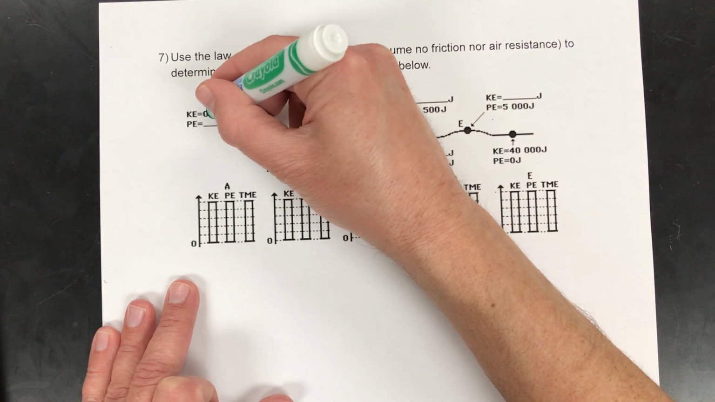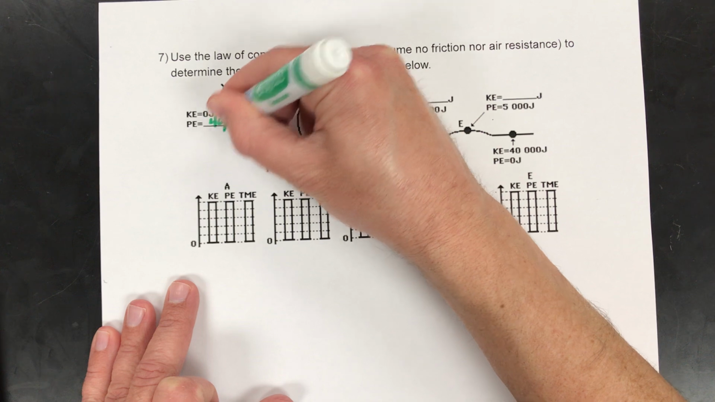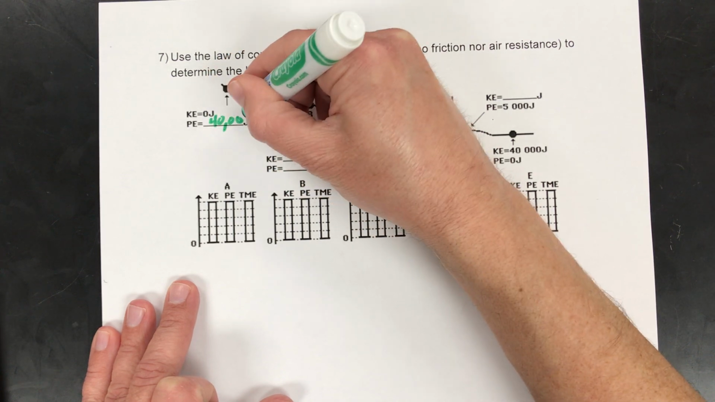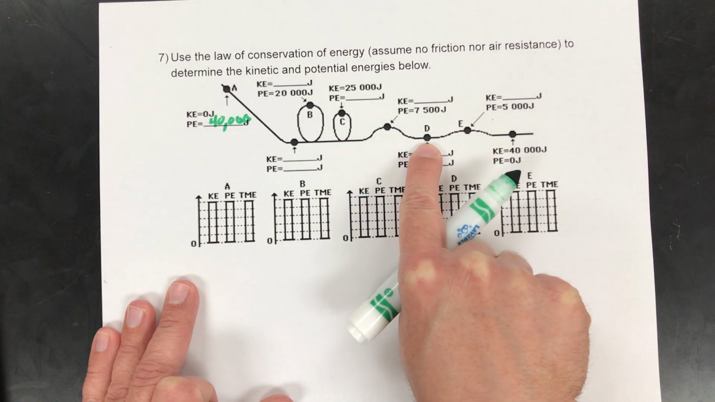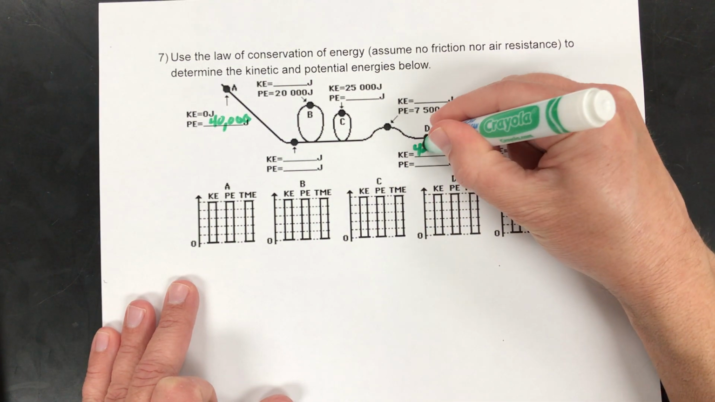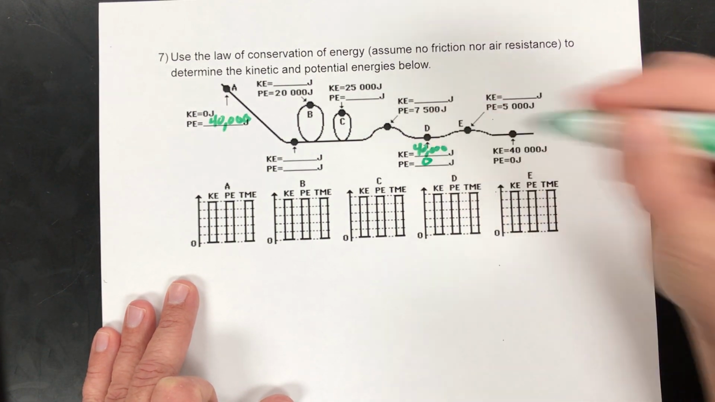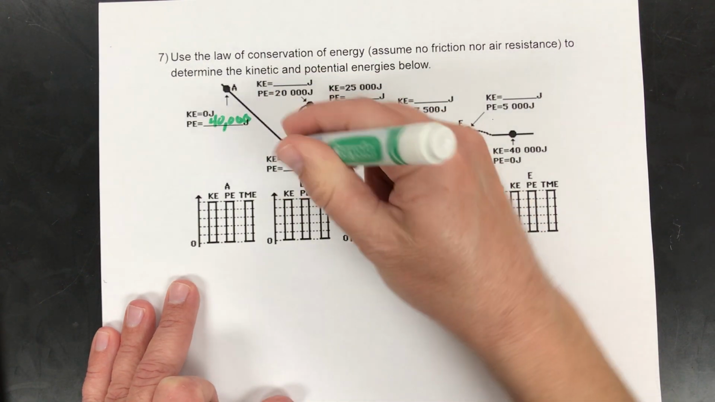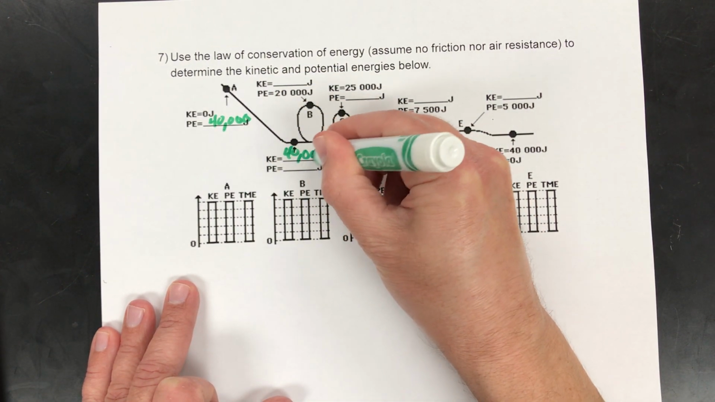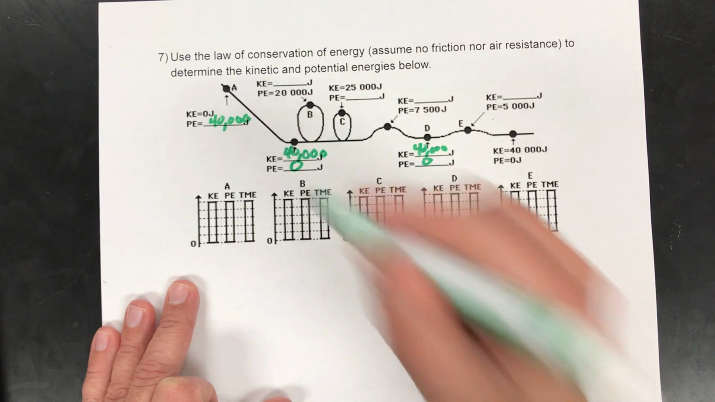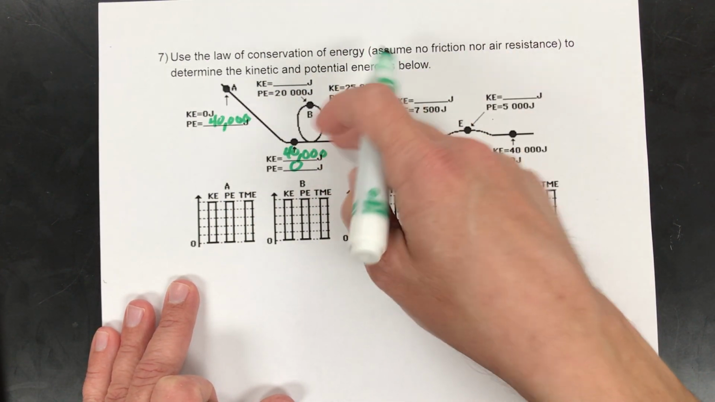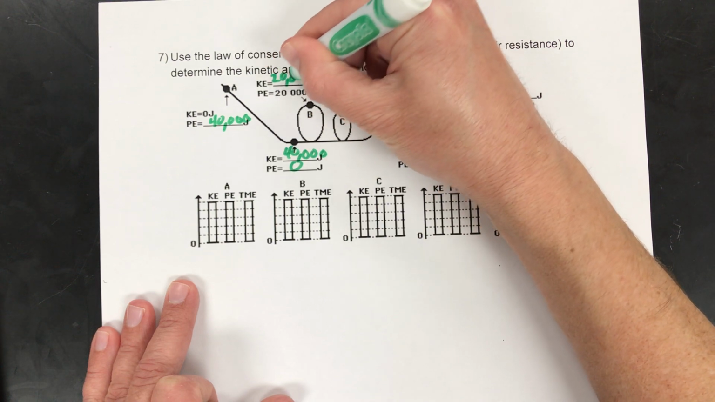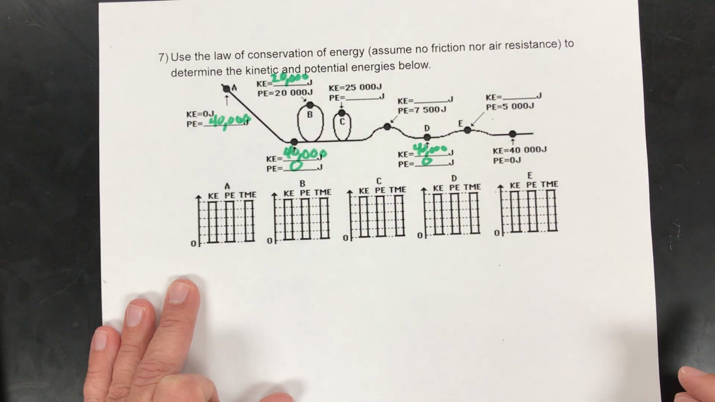So if we look here, we have 0 potential, so we must have 0 kinetic, so we must have 40,000 potential. Here we're also on the ground at D, the same as this, so this would be 40,000 kinetic and 0 potential. This spot right here is also on the ground, so it would also be 40,000 kinetic and 0 potential. Up here, it says the potential is 20,000. Well, we need a total of 40,000, so the other 20,000 must be kinetic.